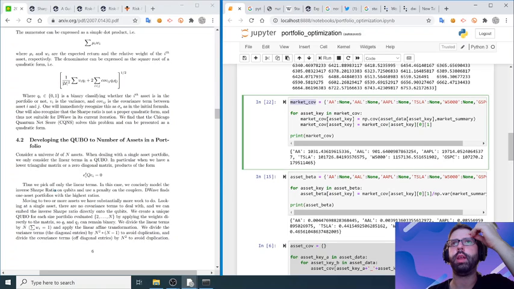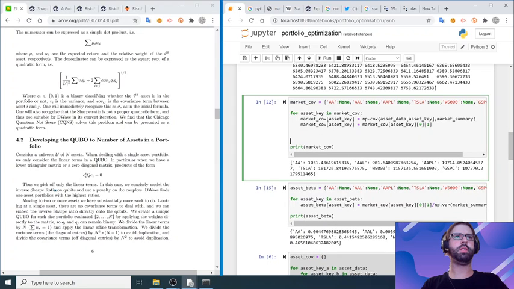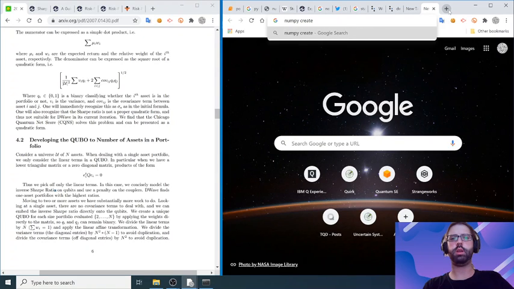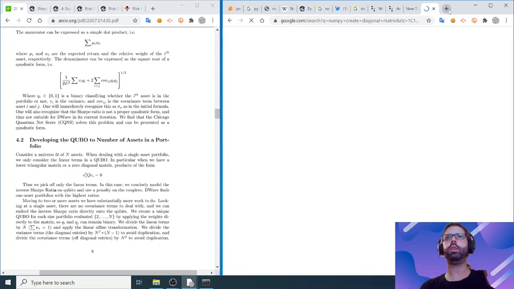So if I now do these market covariances, okay, I sum these things up. No, I'm not going to sum these things up. I'm just going to make a matrix out of these, right? NumPy create diagonal matrix. I think you can. I think there's a shortcut for these, right?